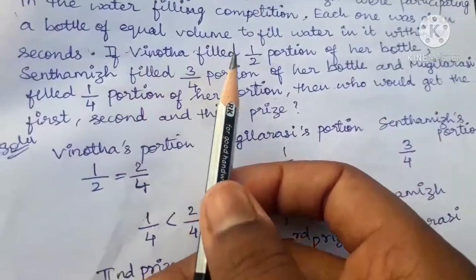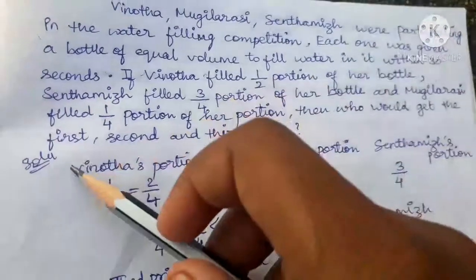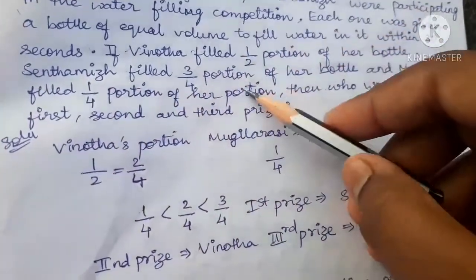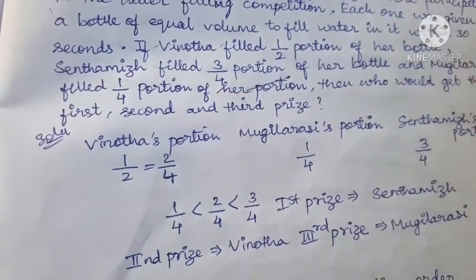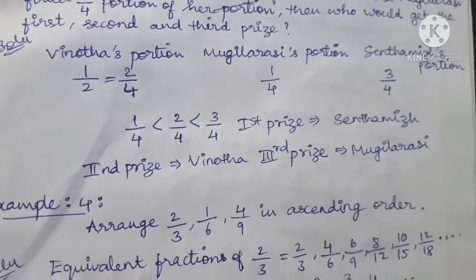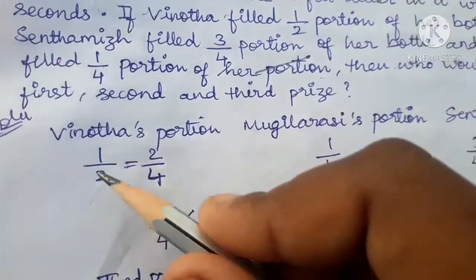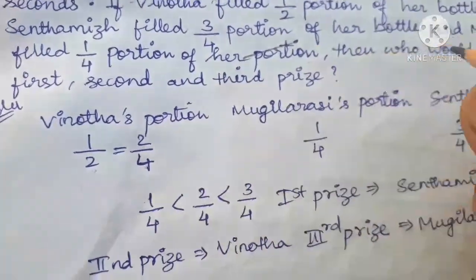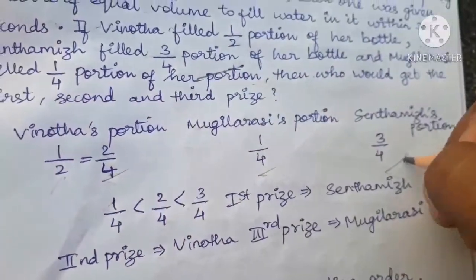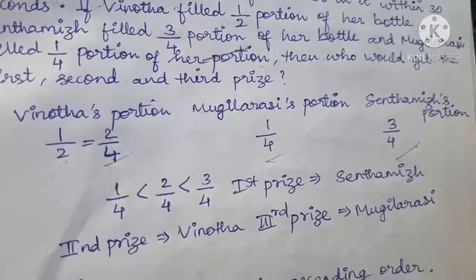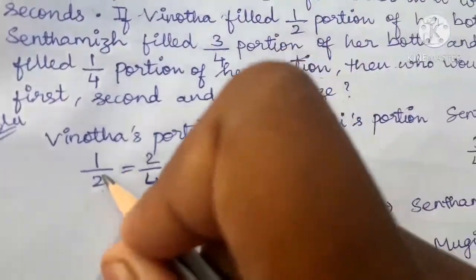Suppose Vinoda filled half portion of a bottle, Sendamil filled 3 by 4 portion of a bottle, and Mugilarasi filled 1 by 4 portion of a bottle. This is the bottle. Then who would get the first, second and third prize? I think you are going to decide. Vinoda's portion is nothing but 1 by 2. So I'll write the equal fraction as 2 by 4, because everything will be converted into denominator 4. Then they will be like fractions and you can easily see which is greater and smaller. So I have converted this 1 by 2 into 2 by 4.